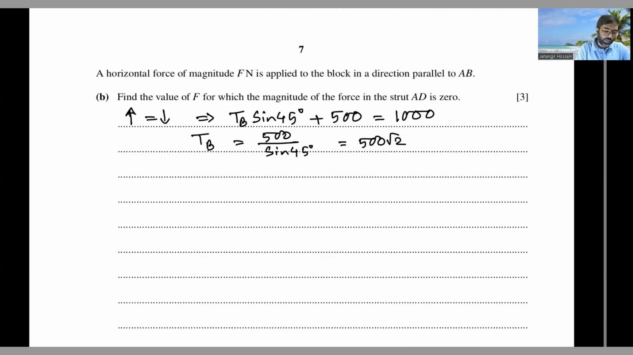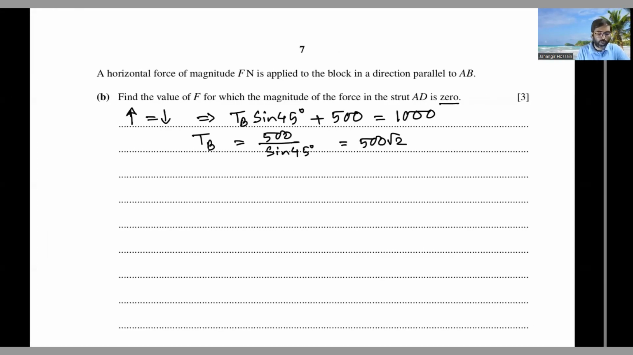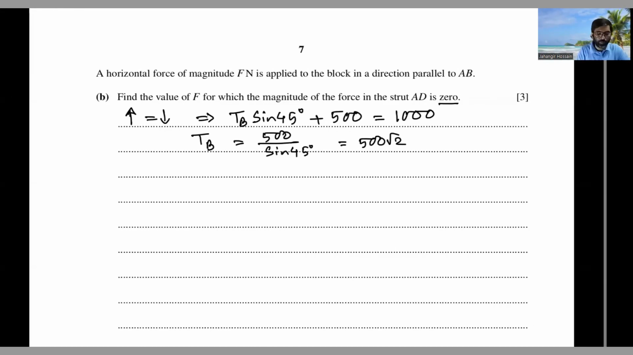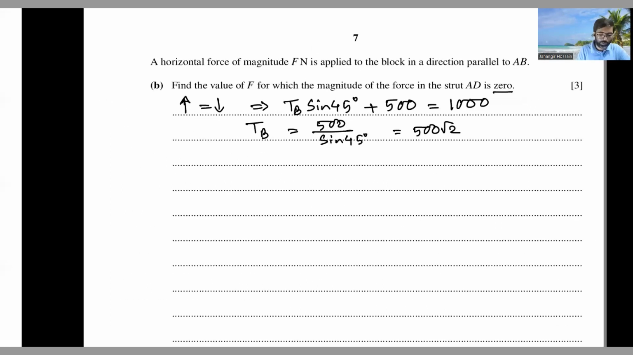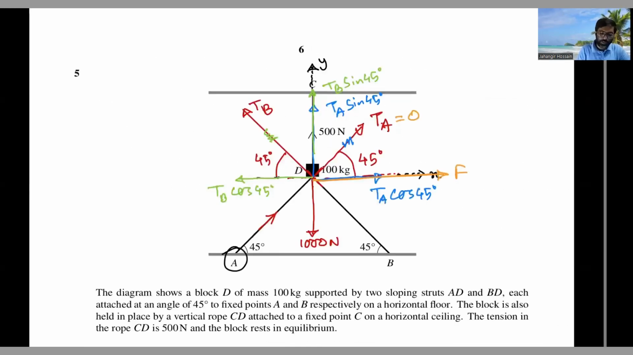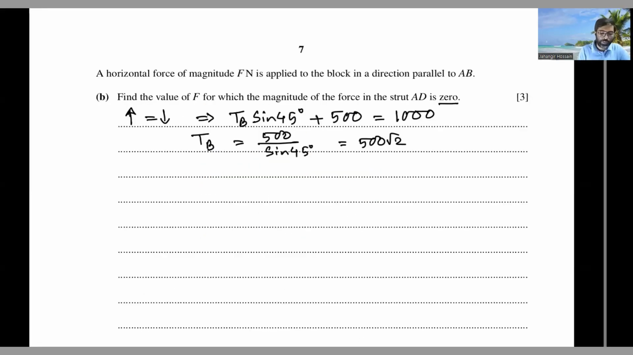Okay. Therefore, the angle remains the same. If we find the value for which the magnitude of the force in the strap AD is 0, the angle cannot change, because both the straps are fixed. If one of the angles changes, the other strap will lose footing with the ground, which is not possible because it is fixed to the ground. So that's why the angle remains the same.